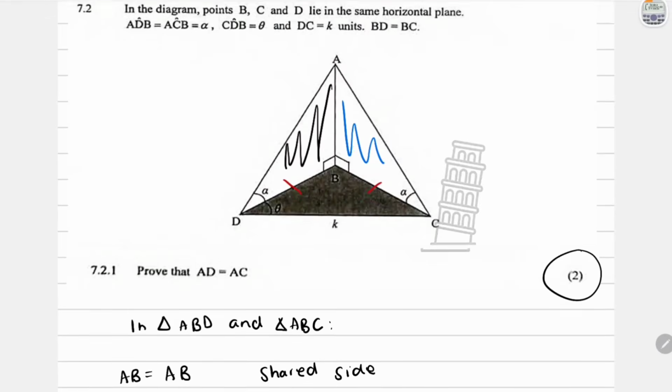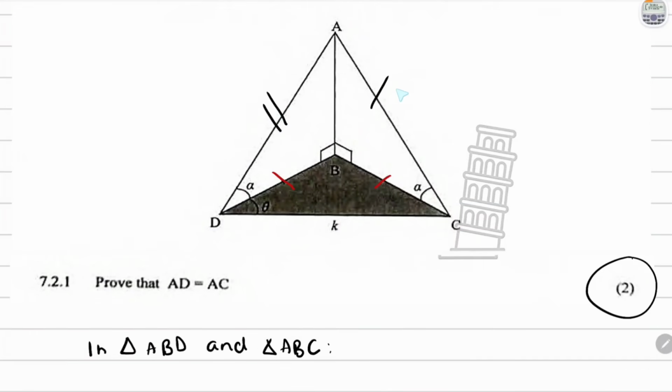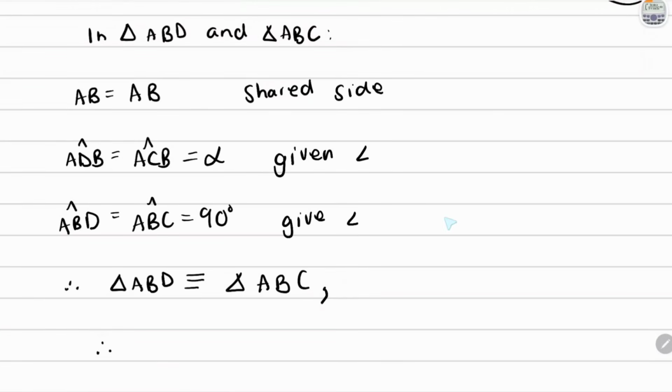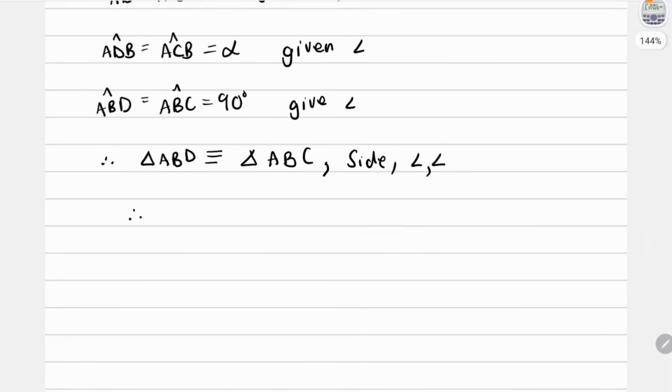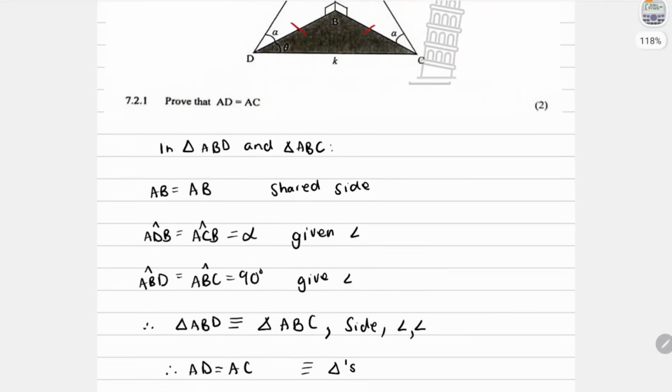So because they're congruent, it means all their corresponding sides and angles are equal. So AD must be equal to AC now. They're both equal. Let me give it different markings. Okay, I have to give the reason for them here. So they are congruent because of side, angle, angle. That's the reason. And because they're congruent, all their corresponding sides and angles are equal, therefore AD must be equal to AC because of congruent triangles. Okay, there. So proven that those two are equal. Moving on to the next question.